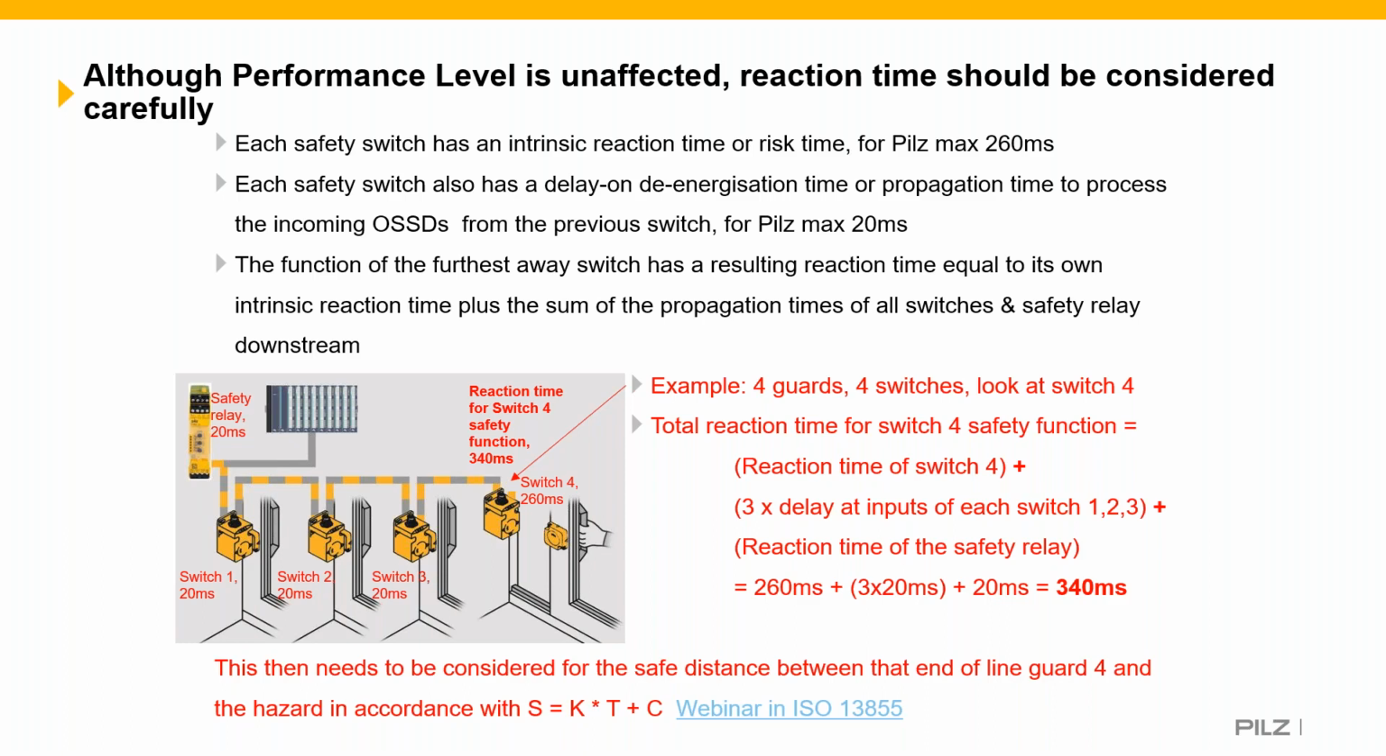And we need then to consider that for a safe distance between that end of line guard 4 and the hazard, in accordance with the stopping time of the machine. So S in this case would be the minimum distance from the hazard in millimeters. K is the human approach speed. T is the total stopping time of the machine in seconds. And C is an additional distance based on the device topology used.